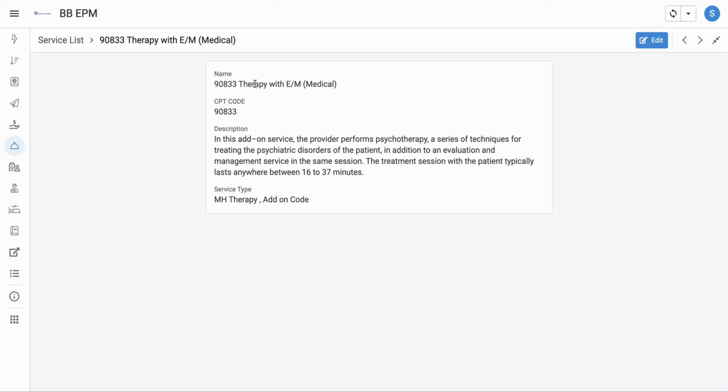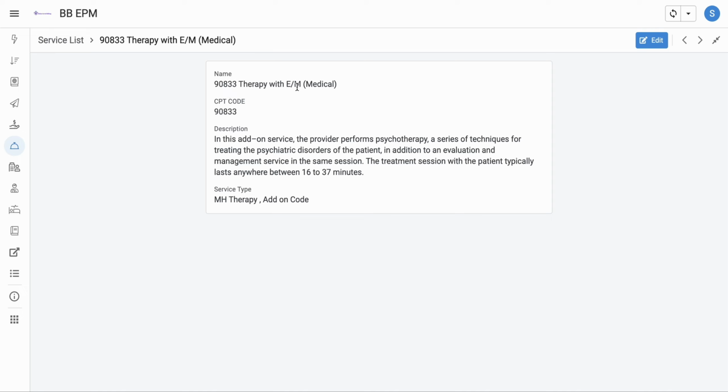90833, therapy with an E&M, medical. Typically, 90833 is an add-on code for one who might be performing psychiatric services and billing an evaluation and management code. For example, a 99214 or a 99204 or something of that nature, you will be able to append a 90833. This is not for therapy to stand alone. This must be billed with an E&M code as it is an add-on code.